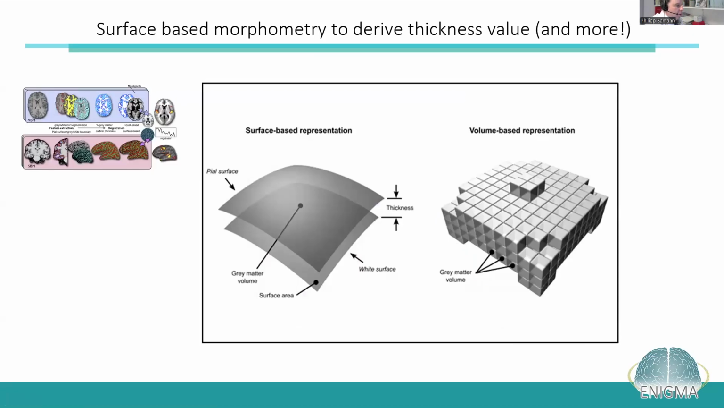Here is another more zoomed in version of the same principle. So, surface planes of the pial surface and the so-called white surface that separates gray matter and white matter. And naturally, it's clear between these planes, you can measure the cortical thickness.